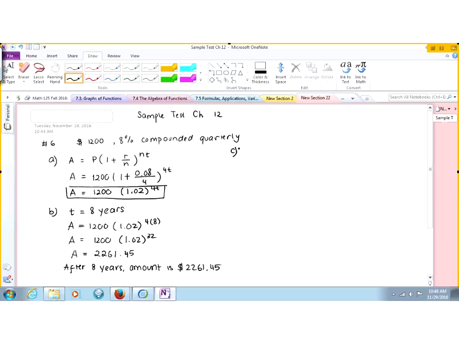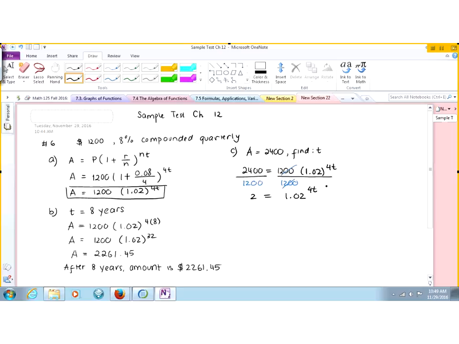And C, it's asking how many years will it take for the account to contain $2,400. So what is that 2,400? Yes, that's the amount. And then I have to find t. Alright, so 2,400 is equal to 1,200 times 1.02 raised to the 4t, and I have to solve for t. How do I solve for t? Divide both sides first by 1,200. That's right. So 2 is equal to 1.02 raised to the 4t.